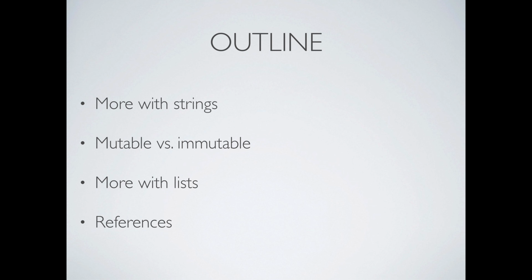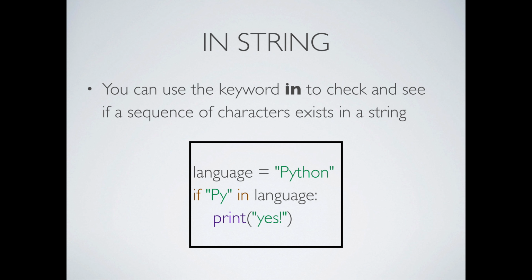So in this part of this week we're going to talk a little bit more about strings, a little bit more about lists. We're going to talk about the difference between these two words, mutable and immutable, and we'll talk a little bit about references and what they are. Alright, so first a little bit more about strings.